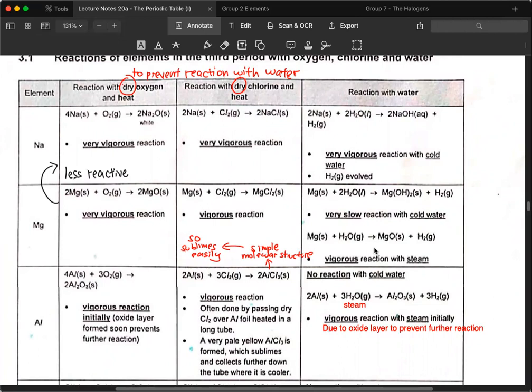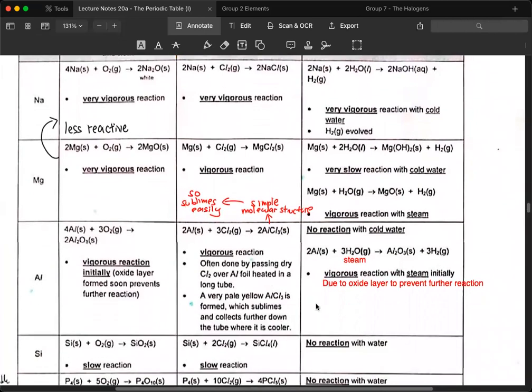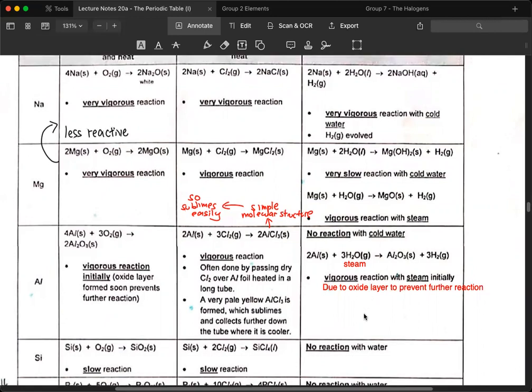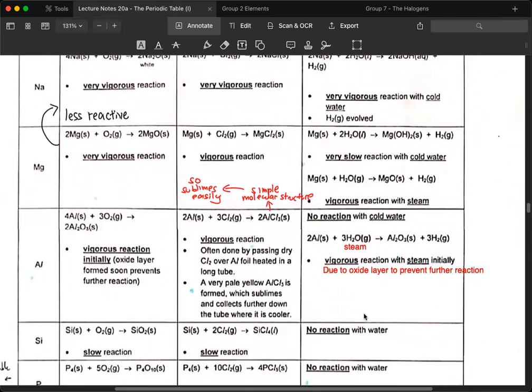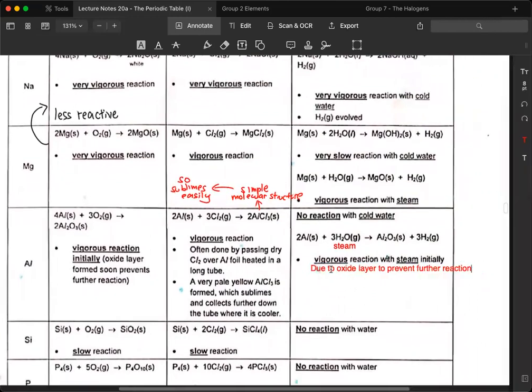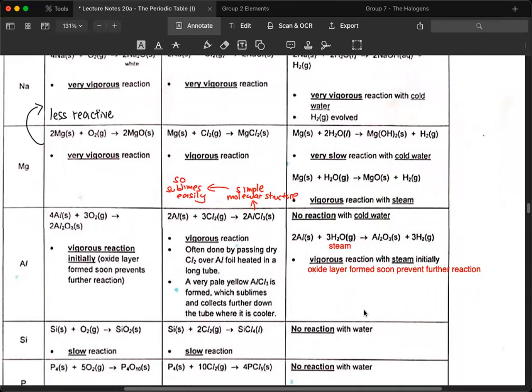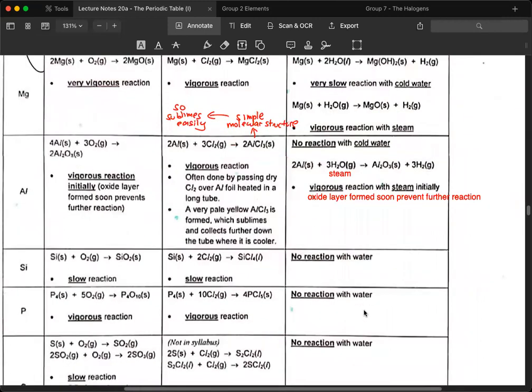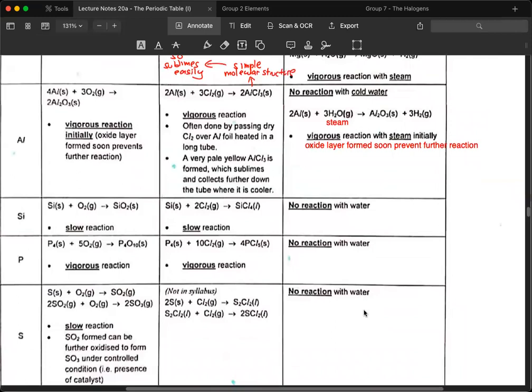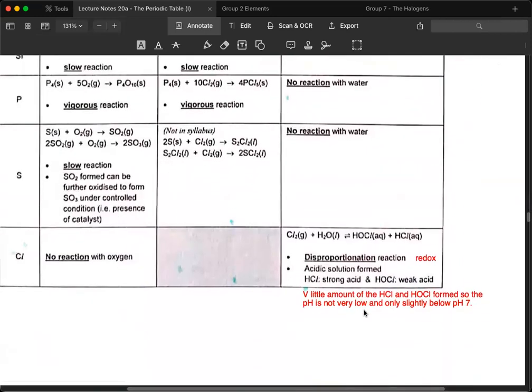This is covered in O-level under the topic of metals. Then aluminium does react with steam, but not with water. This reaction is vigorous at the start, but of course, the oxide layer formed soon prevents further reaction. Then silicon, no reaction. Phosphorus, no reaction with water. Sulfur, no reaction with water. But chlorine does react with water.